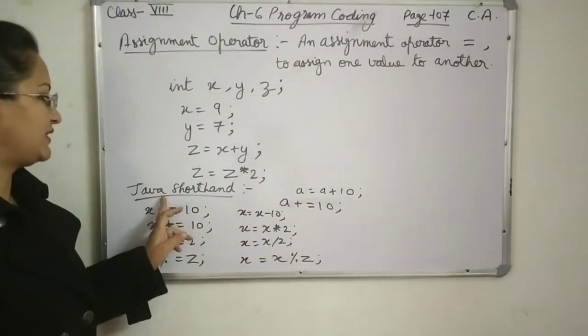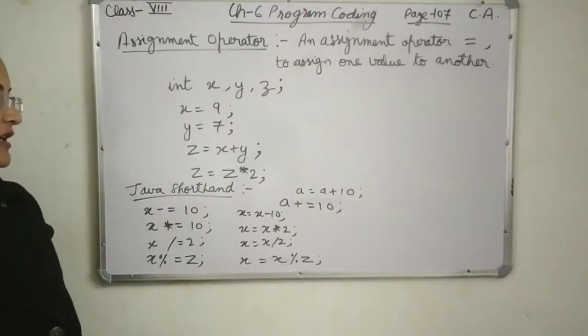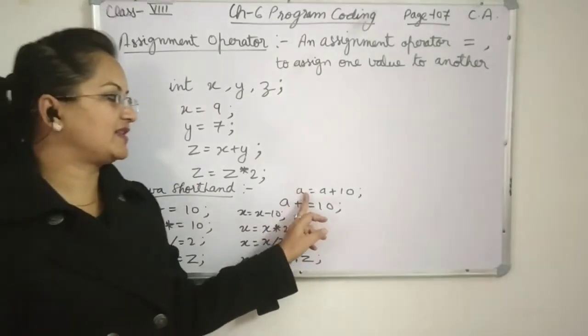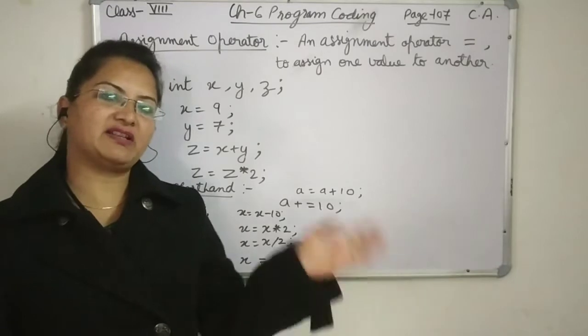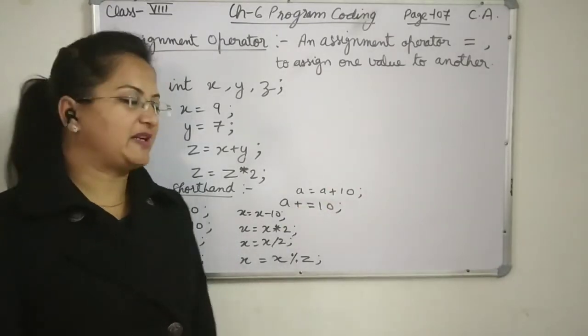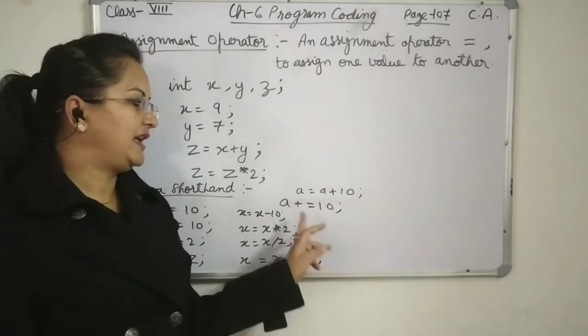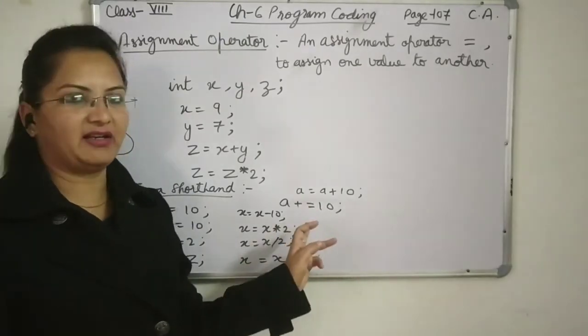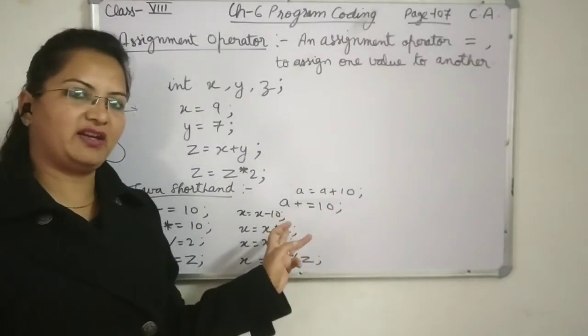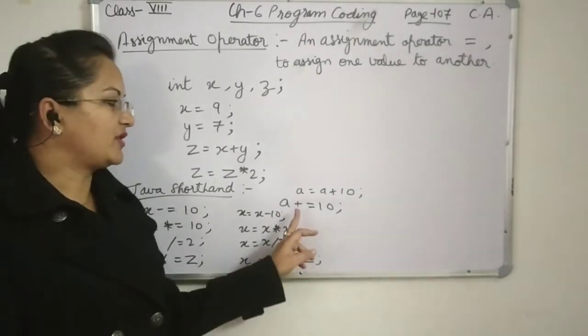Now students, I will tell you about Java shorthand. Many a times we used to write like this, a equals a plus 10. In a we will add a value and will assign it to a. So it is better to write shorthand like this. A plus equals 10. That means in a only we have to add 10 and we have to assign the value to a.